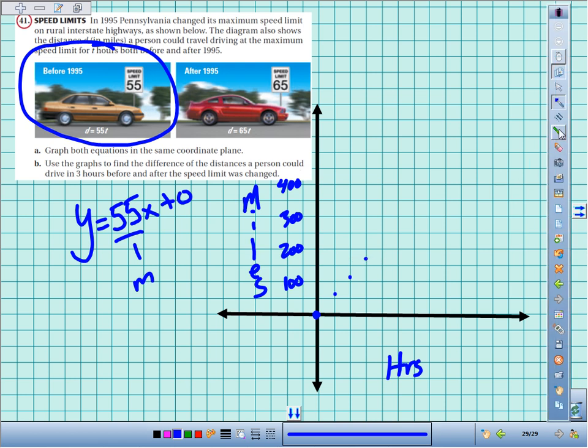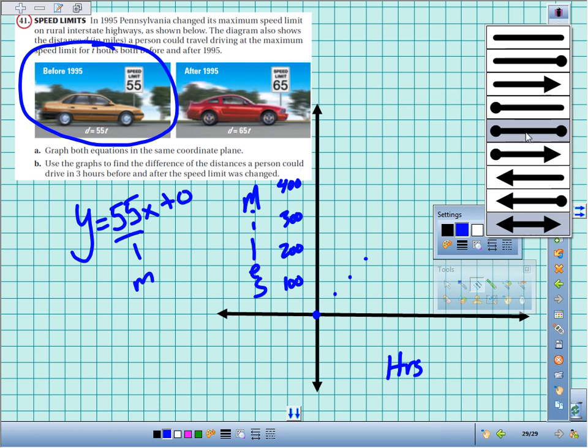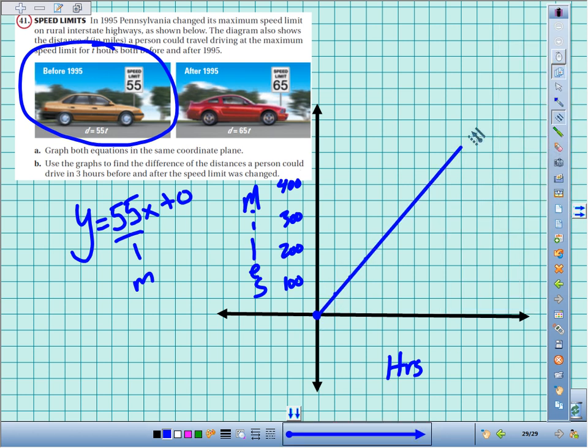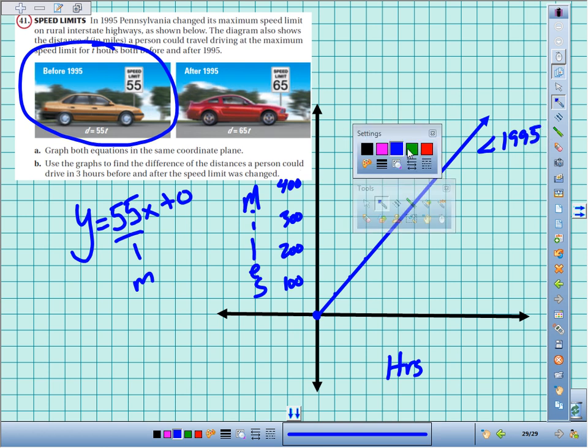Okay, so if I graph the blue line, again, I need a ray because this wouldn't go into the negatives. The first, before 1995, looks like that. I'm just going to put less than 1995. After 1995, maybe I'll do that in red.